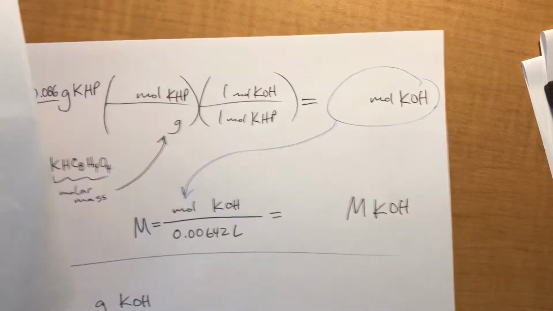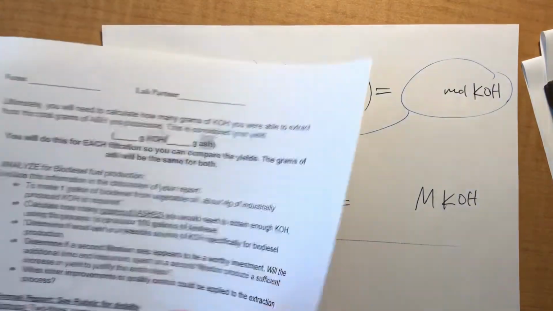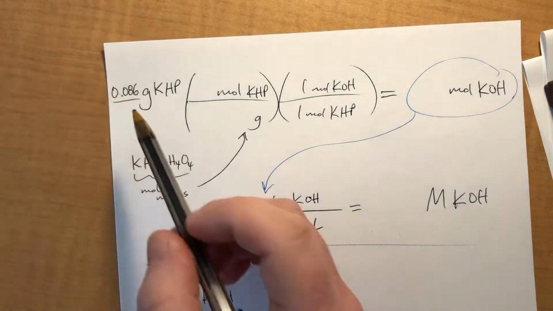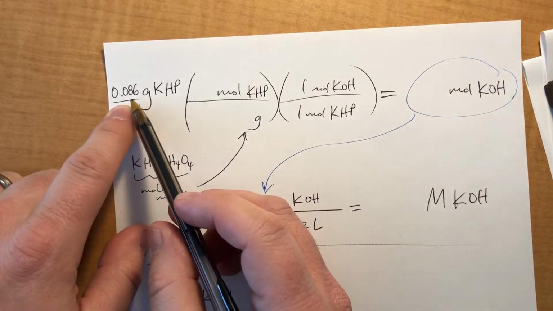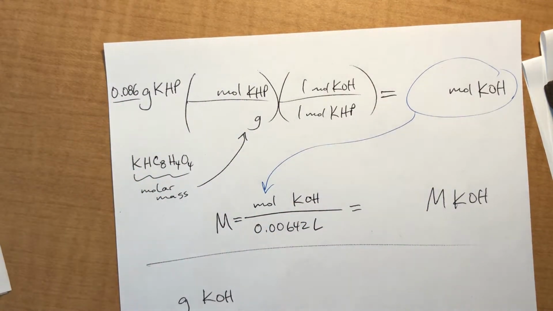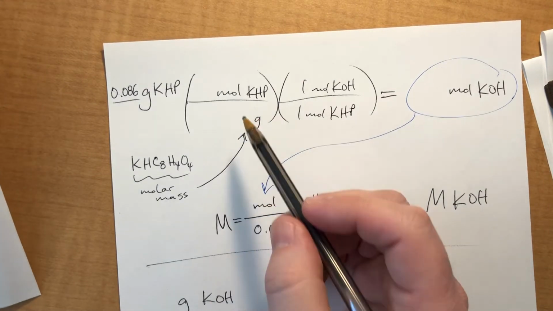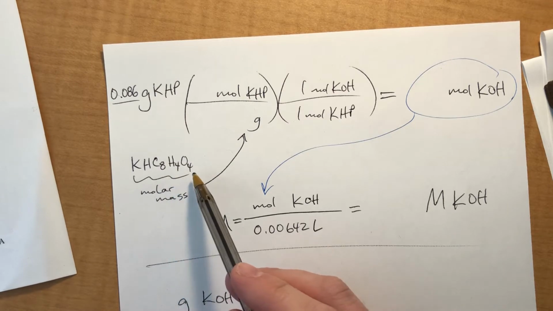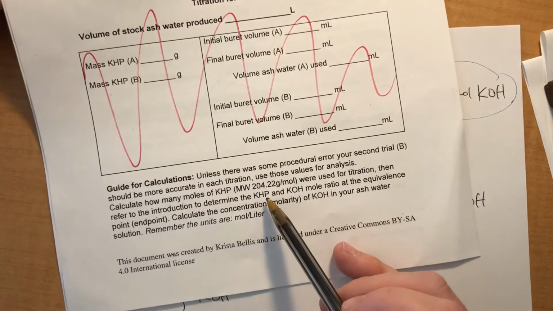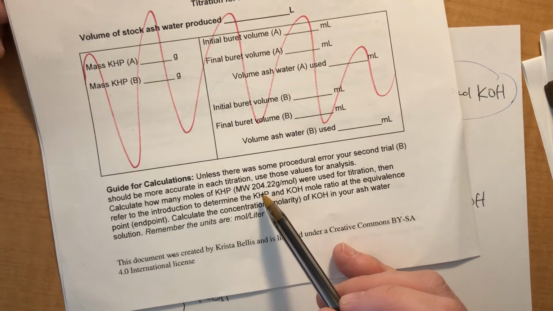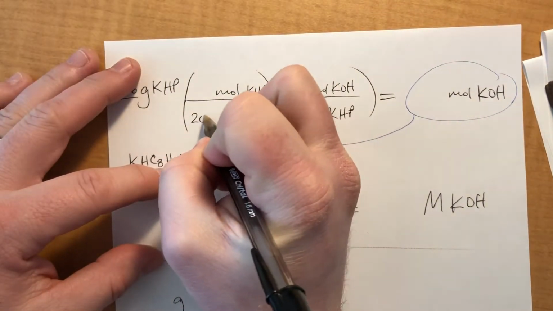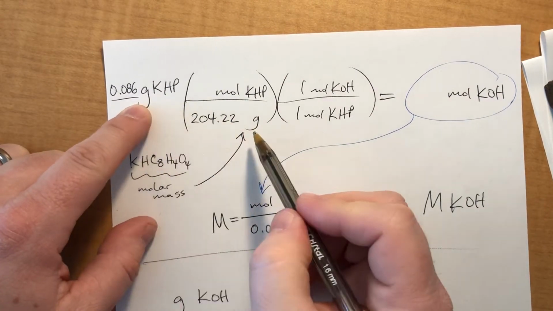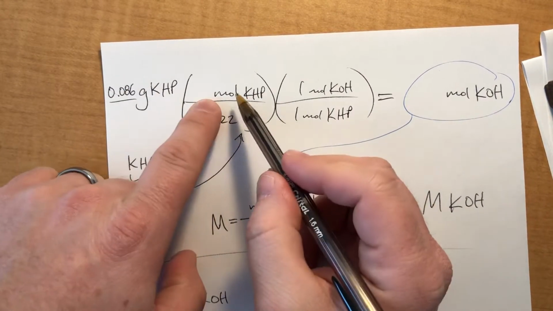The next thing it asks you to do is to calculate grams of KOH per gram of ash. So what you're going to do is start with your mass of KHP. It's 0.086, which was my made up number. I don't know what your number was. And then it says to use the molar mass. You could add up a potassium, a hydrogen, 8 carbons, 4 hydrogens, and 4 oxygens, or you can realize that the lab gives you the number. It's 204.22 grams per mole.